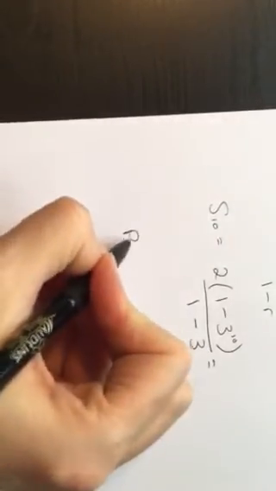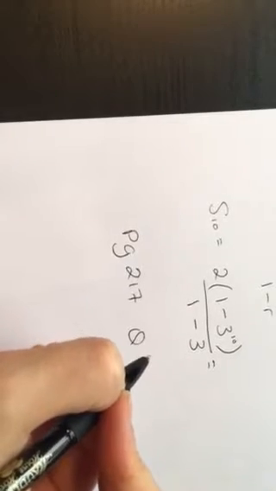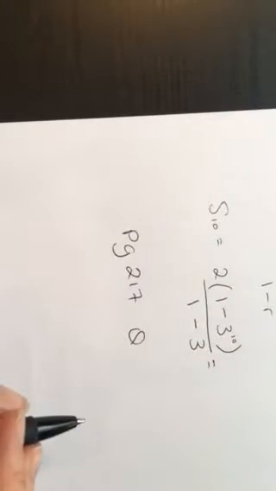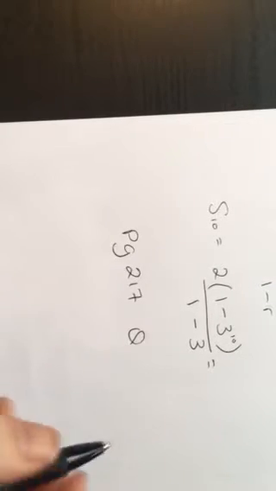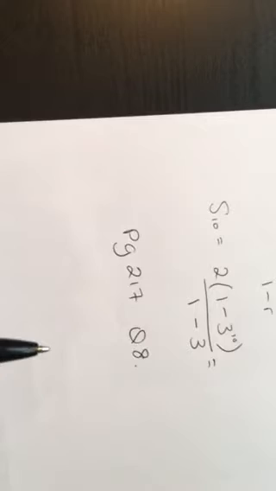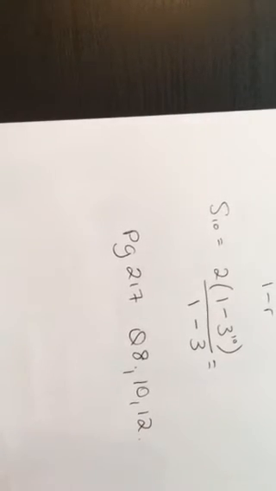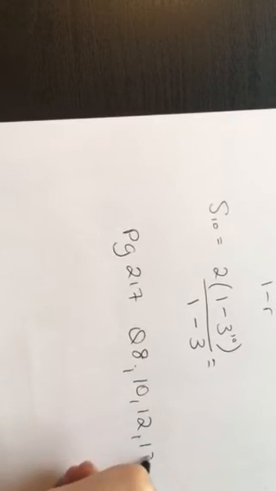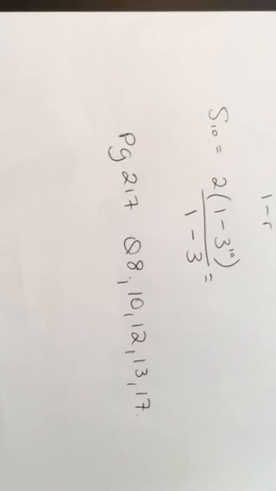I guess good questions to do if you have the book is page 217. You can randomly pick what questions to do, but I'll pick a few trickier ones for you to do. 8 is a good one. 10 and 12 are good. And 13. And you could do 17. You don't have to do all of these. You can just pick and choose.